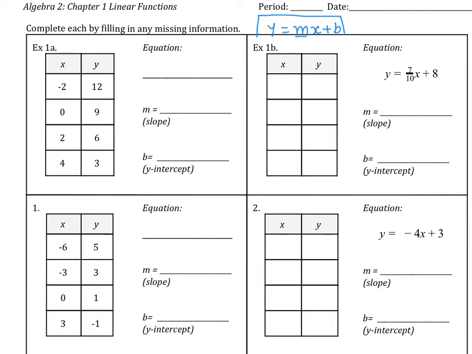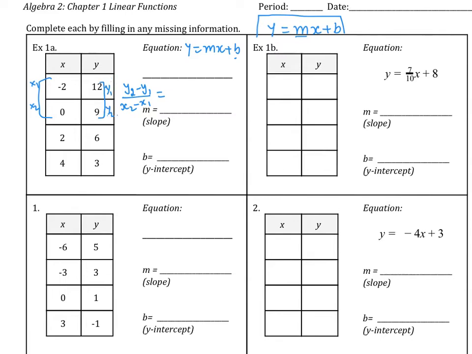So we are going to find an equation in the form of y equals mx plus b for example number 1a. We are going to find the m and the y-intercept. To find m, that is the change in y over the change in x, or in other words, y2 minus y1 over x2 minus x1. So we're going to pick any 2 points. So let's pick these 2 points where this is x1, this is x2, and this is y1 and y2.